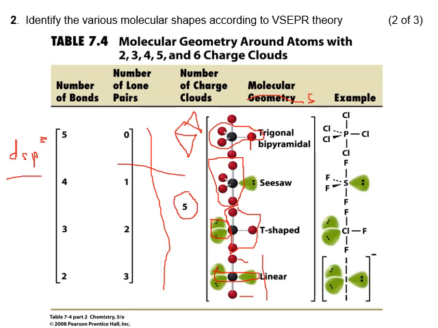So I can back up a little bit. When you have 4, it would be sp3, that's s1p3, 1 plus 3 is 4. When you have 3, you have sp2, s1p2, 1 plus 2 is 3. And when you have 2 charge clouds or it's linear, you just have sp. Let's go to the next slide.